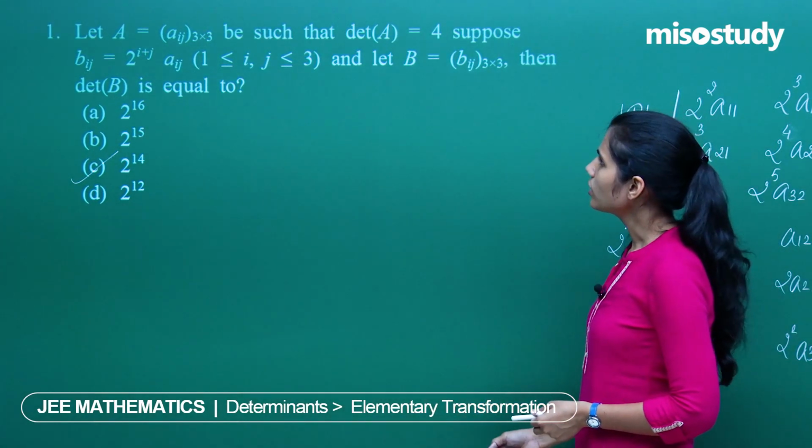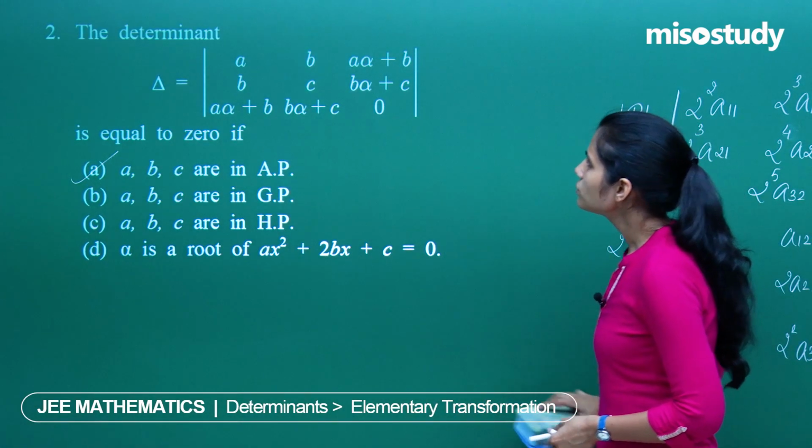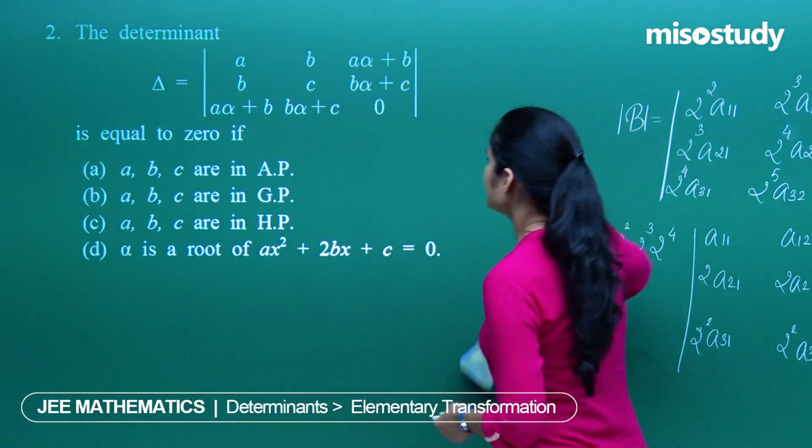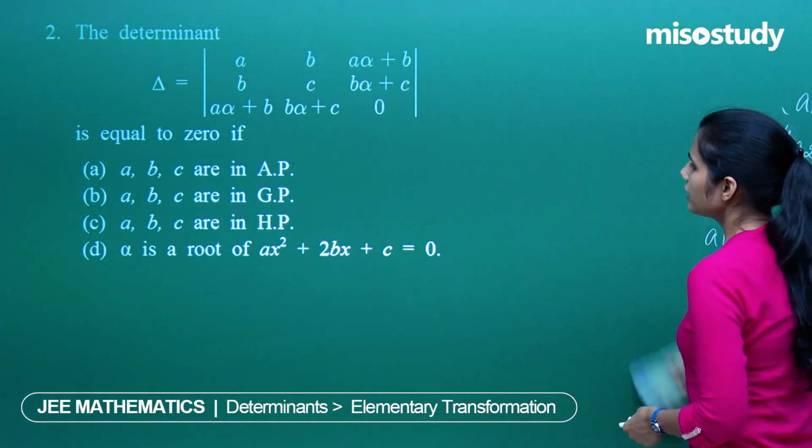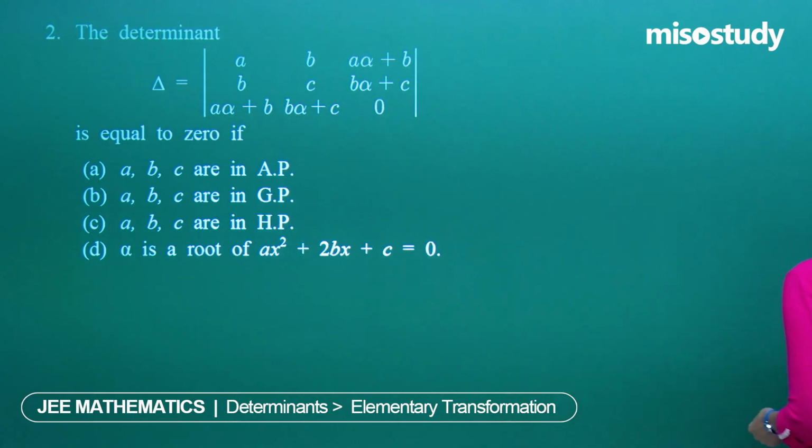Next question, let's see, is what? This determinant is equal to 0 if A, B, C are in AP, GP, HP or alpha is a root of this quadratic equation. Let's see.